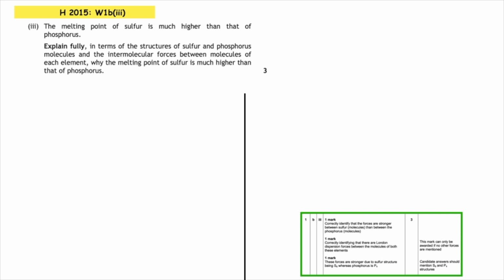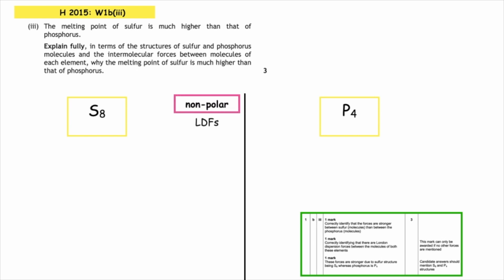So we have to know the formulas for sulphur and phosphorus, which is S8 and P4. Because it's all just sulphur atoms, there's going to be no difference in electronegativity, so it's going to be classed as non-polar and have LDFs. Similarly, the phosphorus is all just phosphorus atoms, so there's going to be no difference in electronegativity, so will be classified as non-polar and only have LDFs.